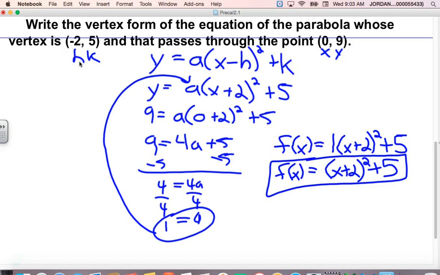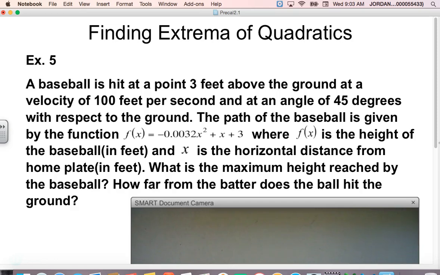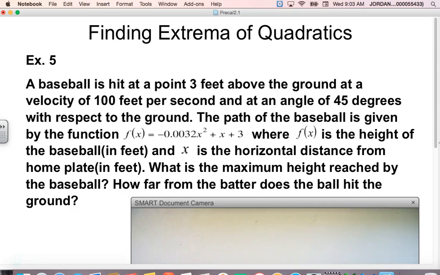The last problem we need to do now is a real world problem. So we've got a baseball that's hit at a point 3 feet above the ground at a velocity of 100 feet per second and an angle of 45 degrees with respect to the ground. The path of the baseball is given by this function, which you can see is a quadratic because it has an x squared in it. It says f of x is the height of the baseball in feet. So our y value is the height, and x is the horizontal distance from home plate. So how far the ball is away from home plate.